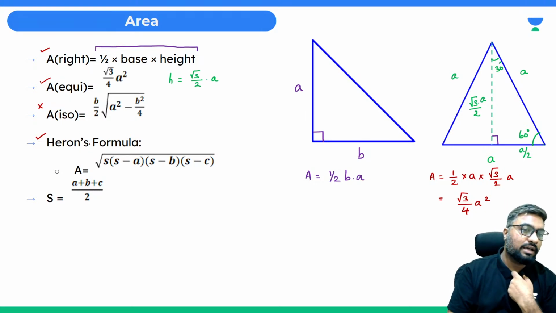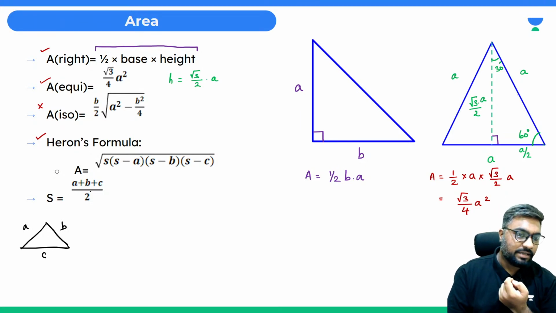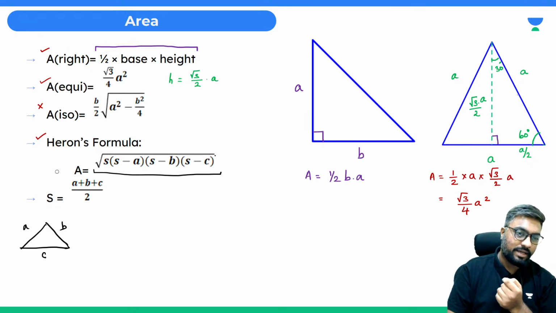So Heron's formula, according to Heron's formula, area of any given triangle is square root of s into s minus a into s minus b into s minus c, जहां पे s क्या है, half the sum of the three sides. Yes, so if I take a triangle, this is a, this is b, this is c, s is called the semi perimeter. Perimeter क्या होता है, sum of the sides, so semi perimeter क्या है, उसका half. Yes, so you have to apply this s into s minus a into s minus b into s minus c का square root. बढ़िया.